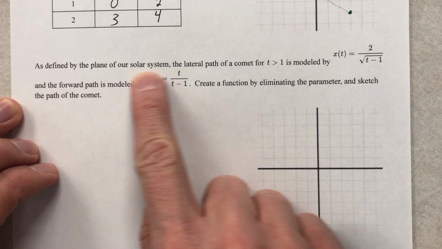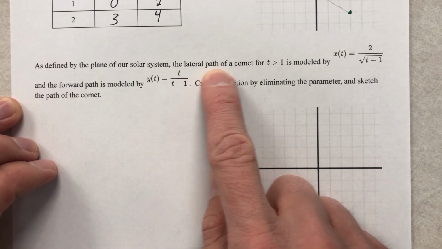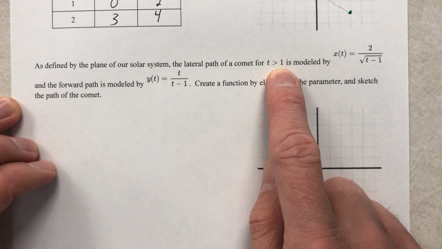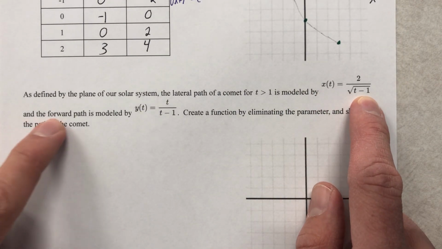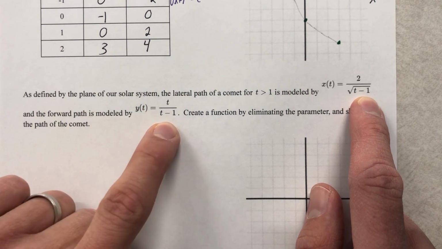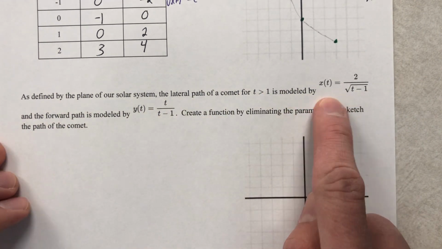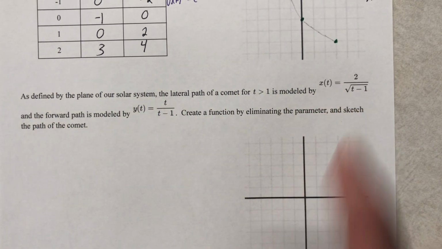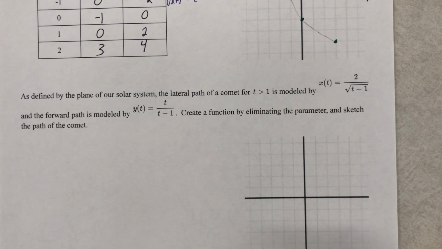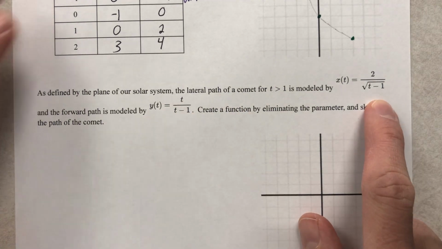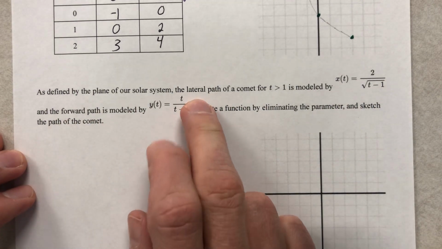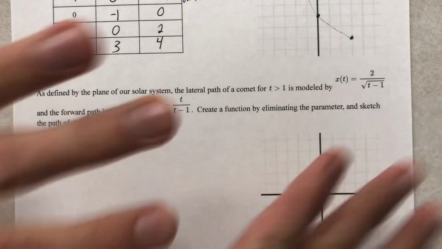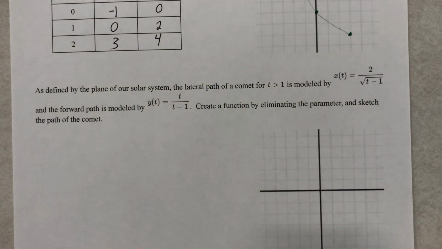As defined by the plane of our solar system, the lateral path of a comet for t greater than 1 is modeled by this equation, and the forward path is modeled by this. Lateral means side to side. Now, if you're looking at our solar system from outside our solar system, then, not that anyone's been outside our solar system, but if you were, who defines what's lateral and who defines what's forward? You can think of this as horizontal and vertical, but that's essentially what we're dealing with here.